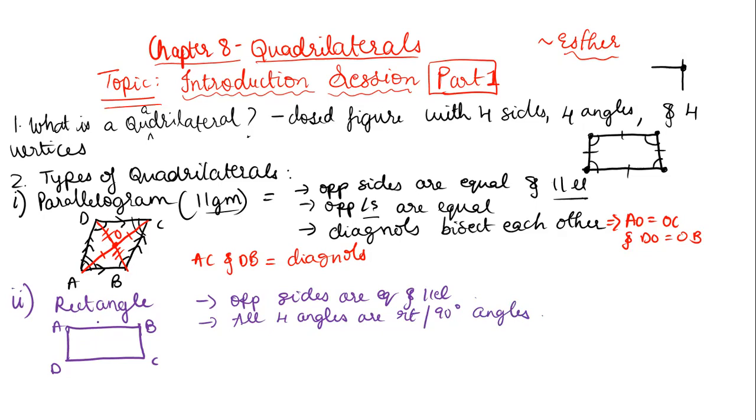Like here in this figure, opposite sides are equal and parallel, meaning this side is equal to this side as well as parallel. This side is equal to this side as well as parallel. Second point is all four angles are right angles, meaning all these are 90 degrees. These rectangular boxes tell us that all four angles are 90 degrees. Also, you can see that the diagonals bisect each other.